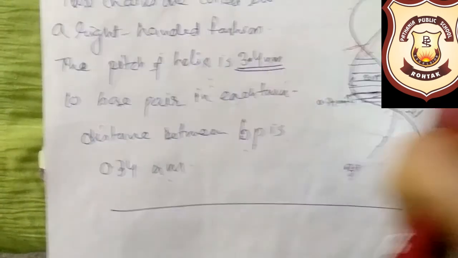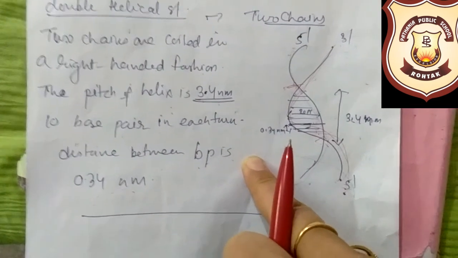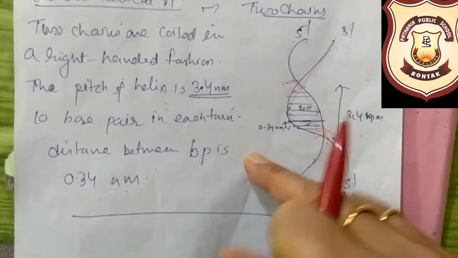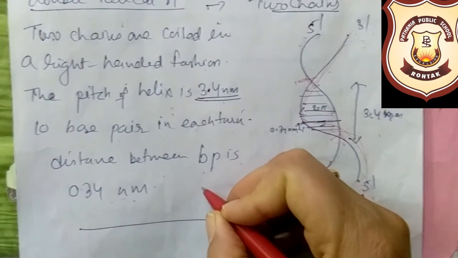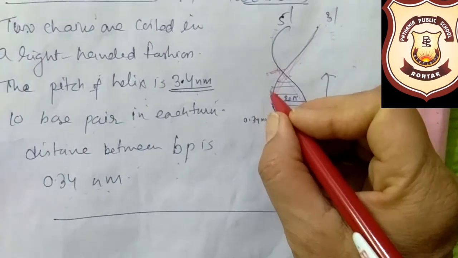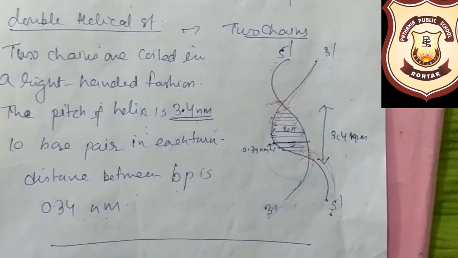At the back I have written the questions. So this is all about the structure of DNA, and this is a question of 5 marks. Its diameter is 20 angstrom, which I have not written here. You may write that the diameter of the helix is 20 angstrom. Thank you. This is all about DNA structure.